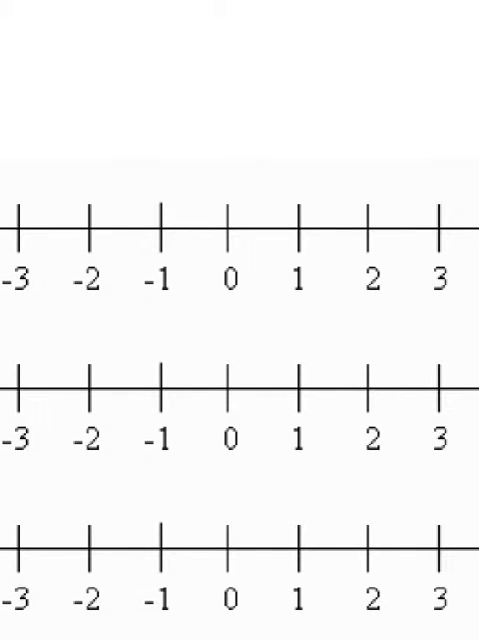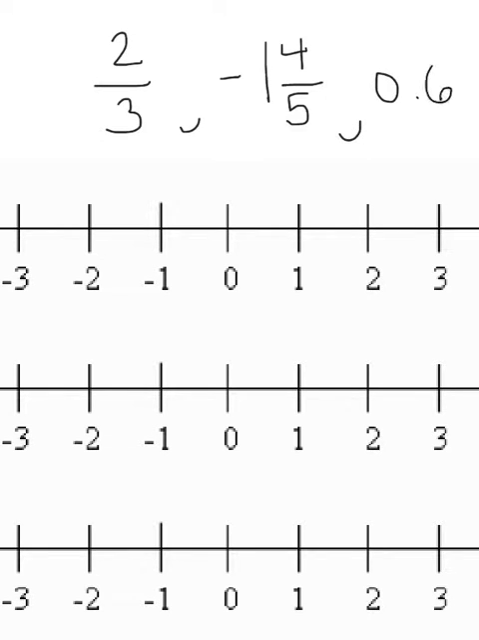Hi everyone, we're going to take a look at the I can statement. I can plot rational numbers on a number line. And we're going to plot 2/3, -1 4/5, and 6/10. Okay? So we're going to start with this 2/3 and we're going to take a look at this first number line.